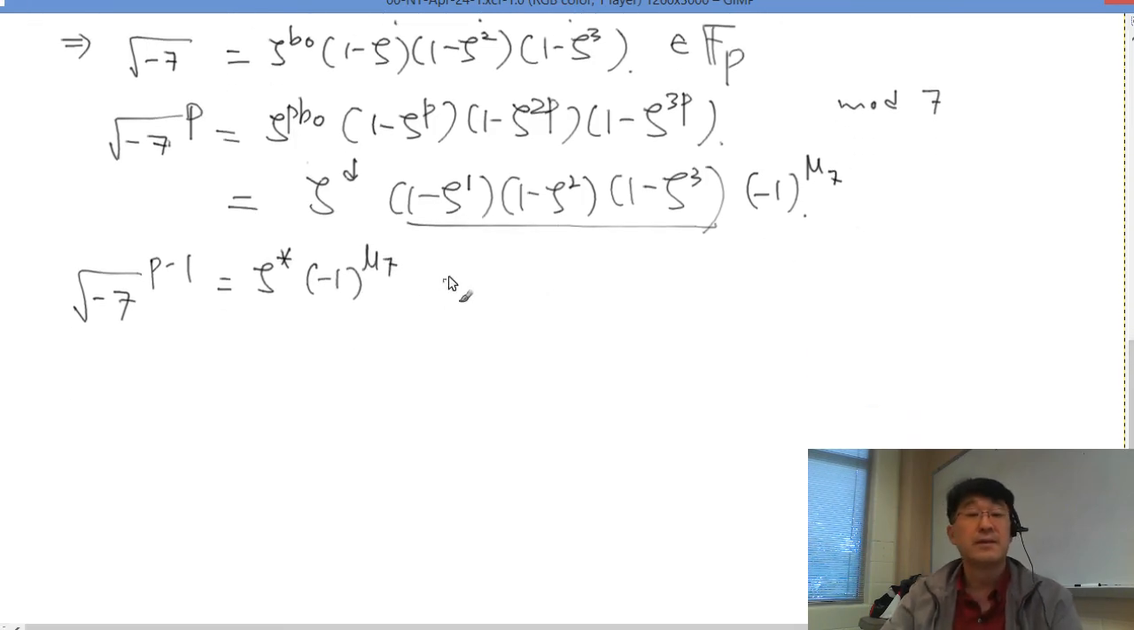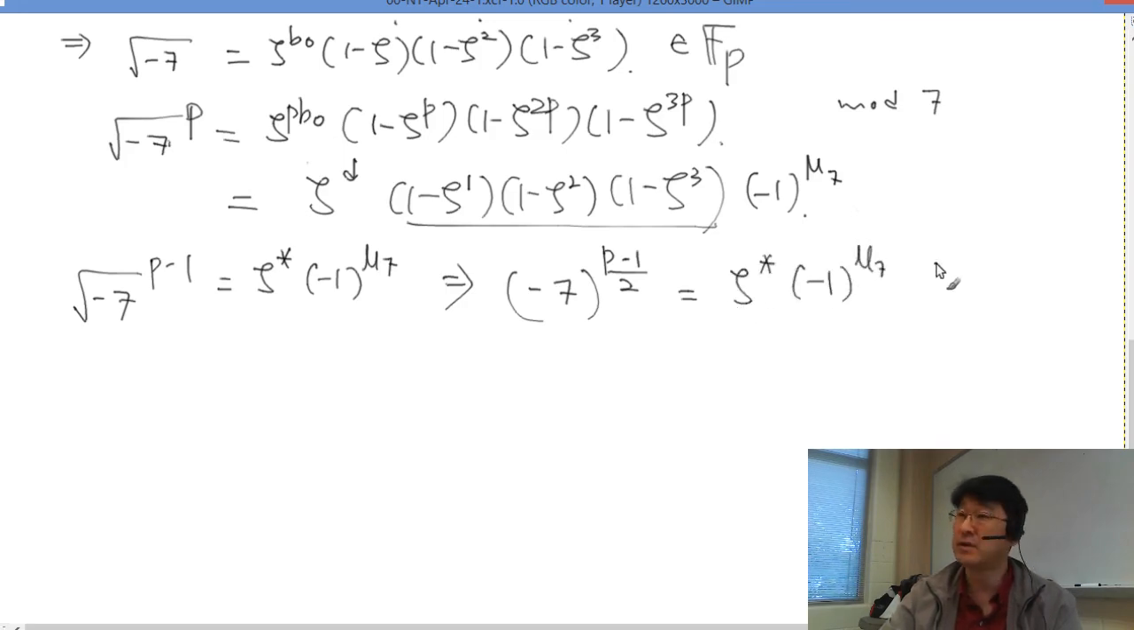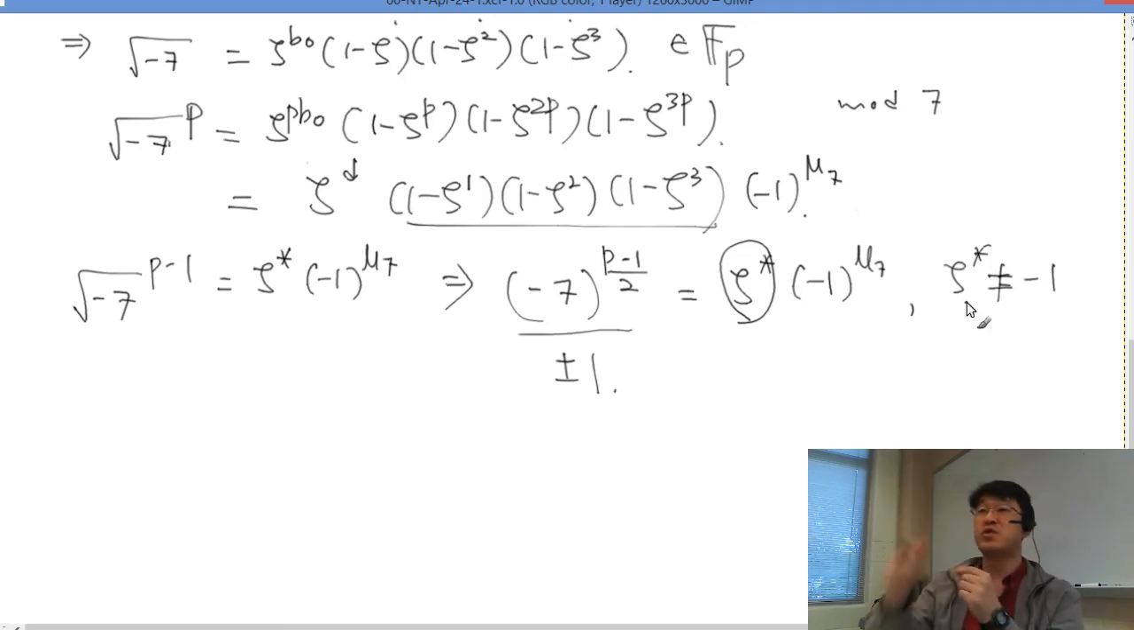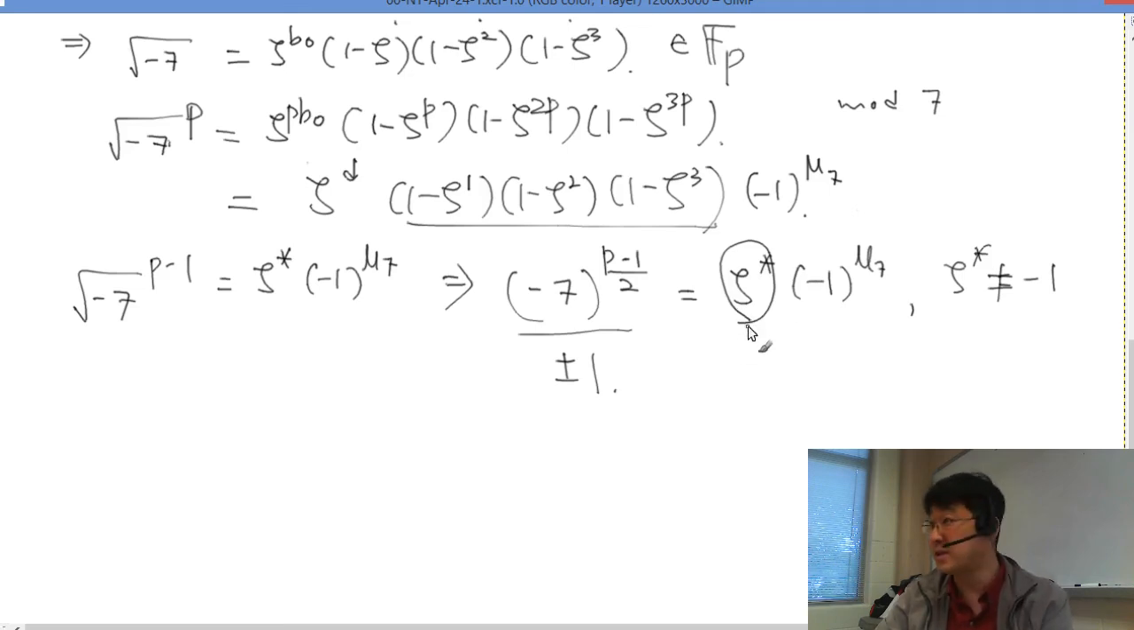The final trick is coming in here. This is the same as the 1/2 power, so you can write it as negative 7 to the p minus 1 over 2. I hope that's okay. Right? It is true. It equals zeta to the whatever power, times negative 1 to the mu 7. This one, we know this is either plus or minus 1, right? And because this has odd order, this will never be equal to negative 1. It never happens. If it is negative 1, it forces this one to have an even order. So this actually never happens with negative 1. So the only possibility is that this can be plus 1.